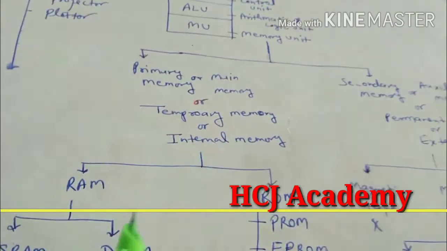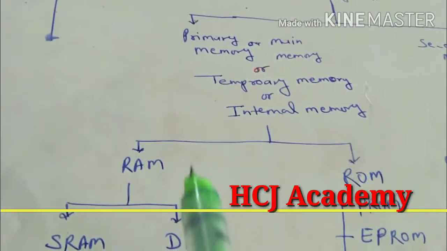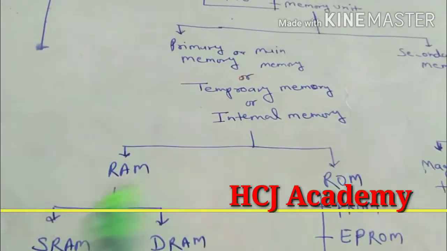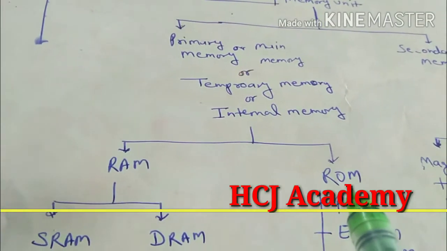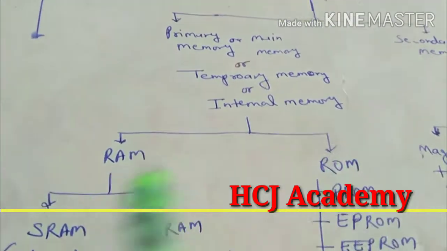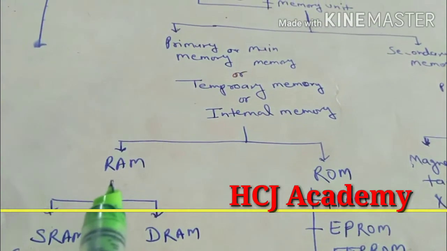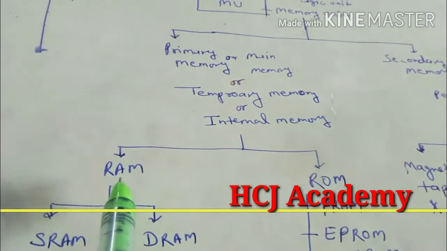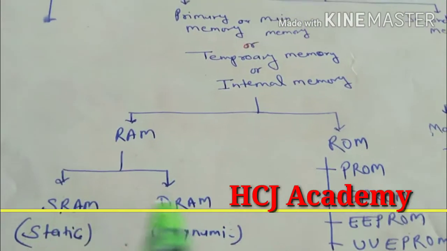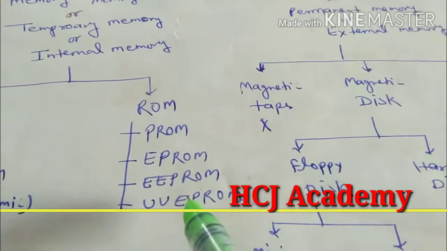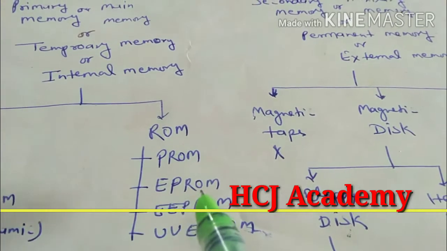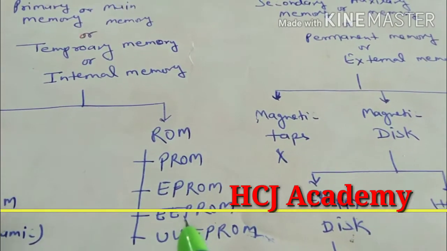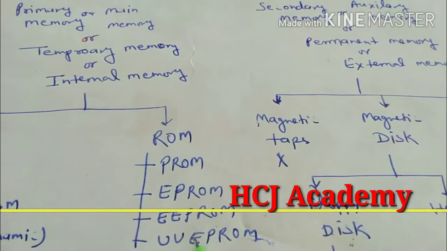Primary memory is further classified into two parts, RAM and ROM. RAM stands for random access memory and ROM stands for read only memory. ROM is only read only memory and RAM is RW memory. RW means read and writable memory. RAM is further classified into SRAM and DRAM, static RAM and dynamic RAM. And ROM into PROM, EPROM, EEPROM, UVEPROM: programmable read only memory, erasable programmable read only memory, electrically erasable programmable read only memory, ultraviolet erasable programmable read only memory.